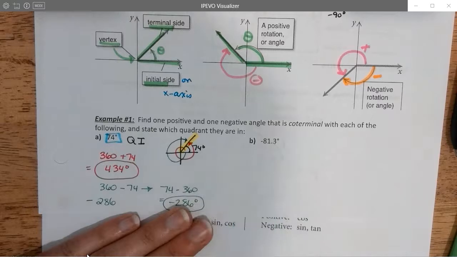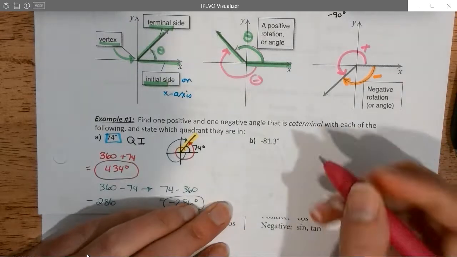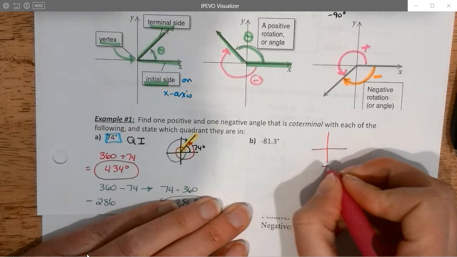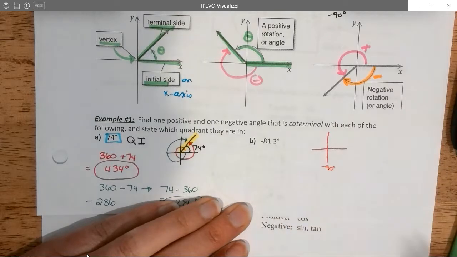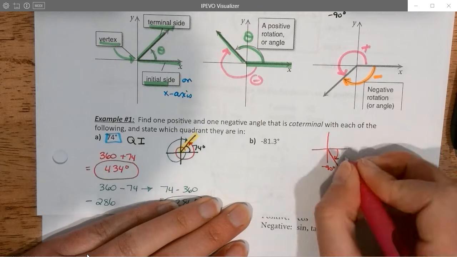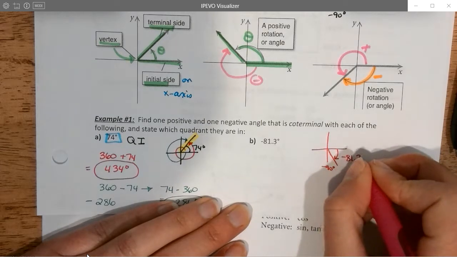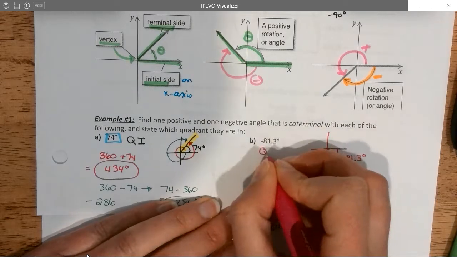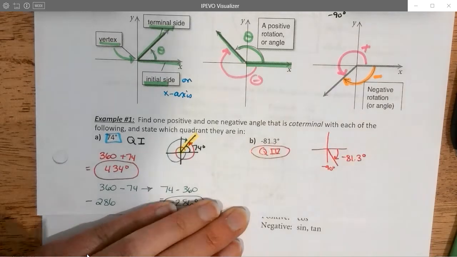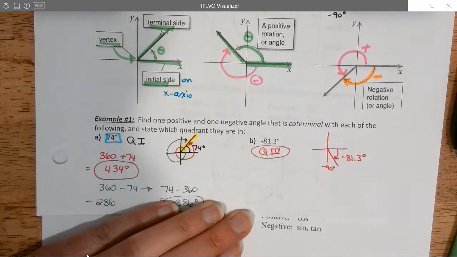Part B. Okay, so let's get an idea what this would look like. A quick sketch. I know that negative 90 is down here. Negative 83 is not quite there. So this would be the angle negative 81.3 degrees. It is in quadrant 4. That's the first thing I'm asked, is what quadrant that angle is in. Quadrant 4, IV.